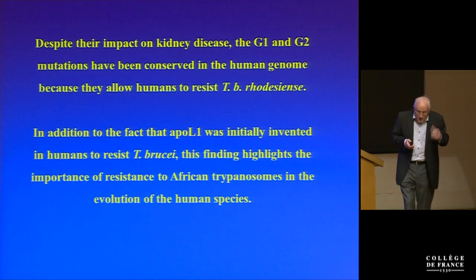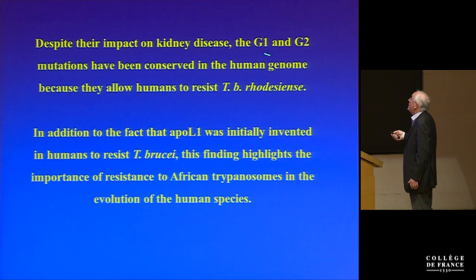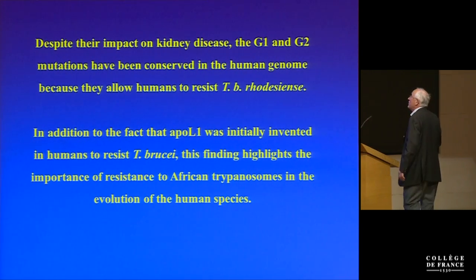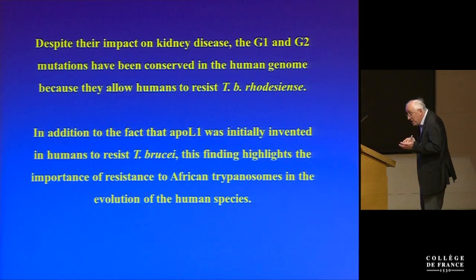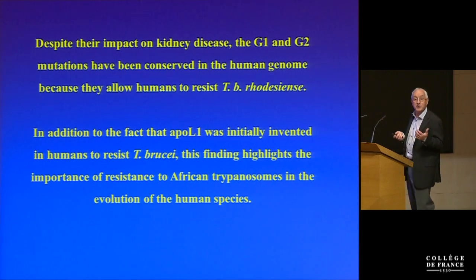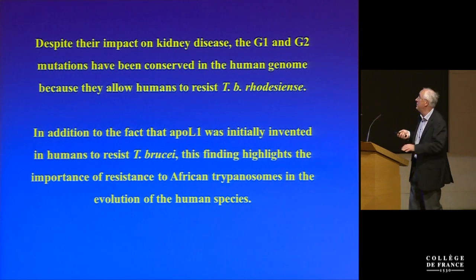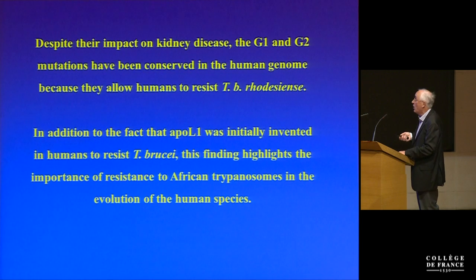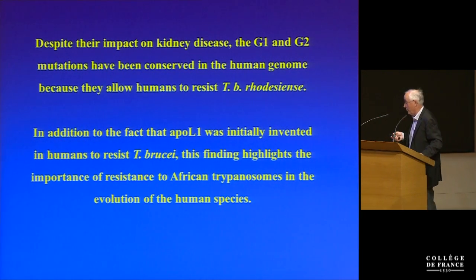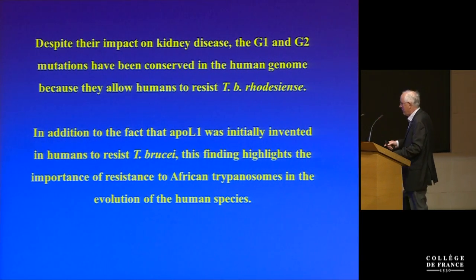So in my opinion, two important points here. Despite the fact that these mutations are toxic because they cause kidney disease, they've been selected by evolution, meaning that it was probably more important to resist infection by African trypanosomes for a human to survive. And remember, humans did appear in Africa indeed. And this adds to the fact that, as I mentioned at the beginning, we have a special system of innate immunity against this parasite, also pointing to the fact that it was important to find a way to solve the problem of this endogenous parasite in Africa.